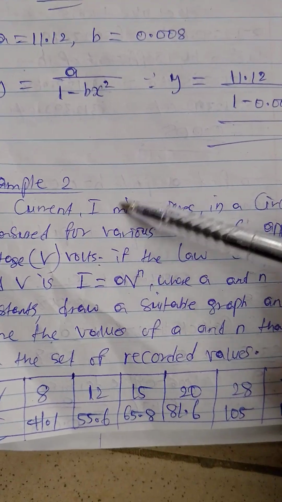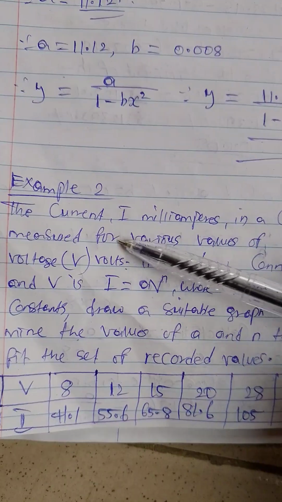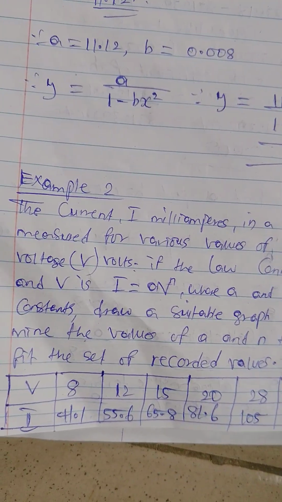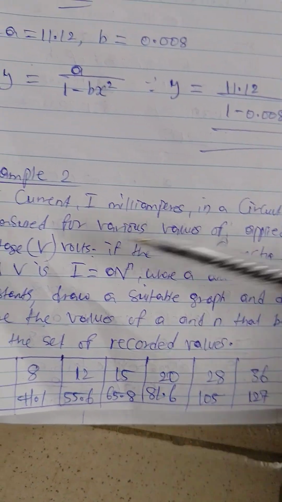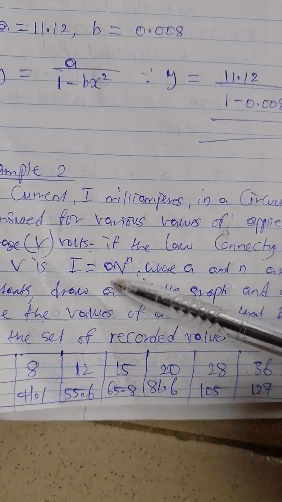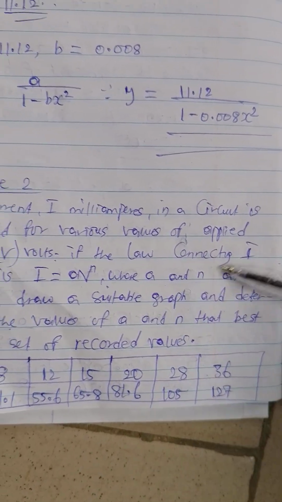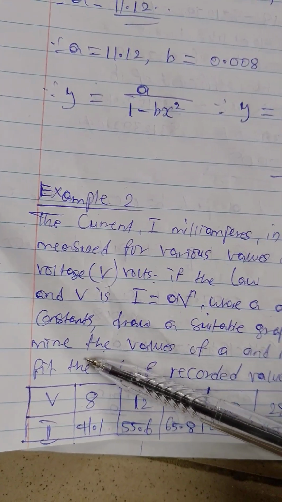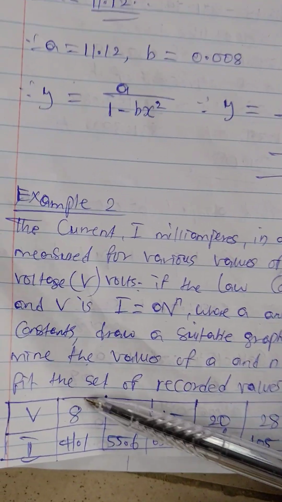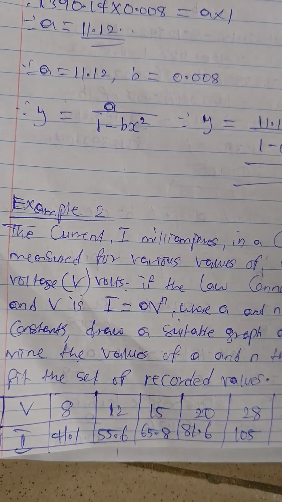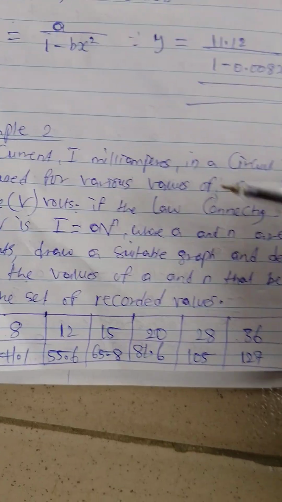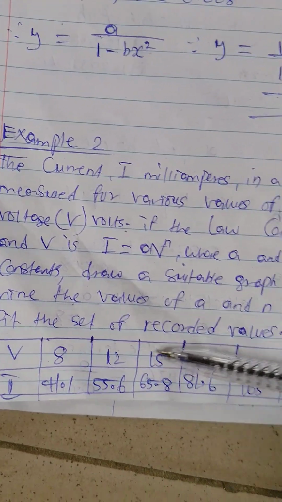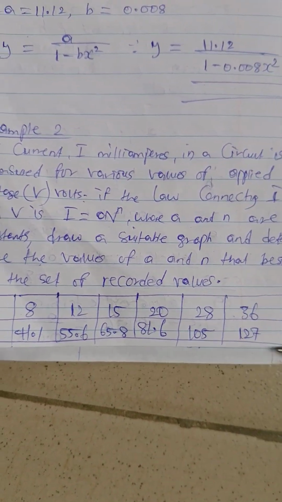Now I have question number 2. It says that the current I in milliamperes in a circuit is measured for various values of applied voltage. If the law connecting I and V is given by I equals a v raised to power n, where a and n are constants, you have to draw a suitable graph and determine the values of a and n that best fit the set of recorded values. The values given to us are voltage and current. The values for voltage are these, and the values for current are these.